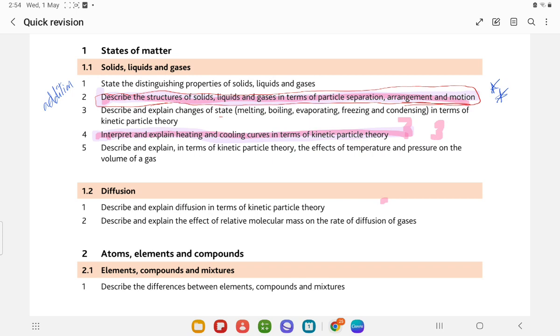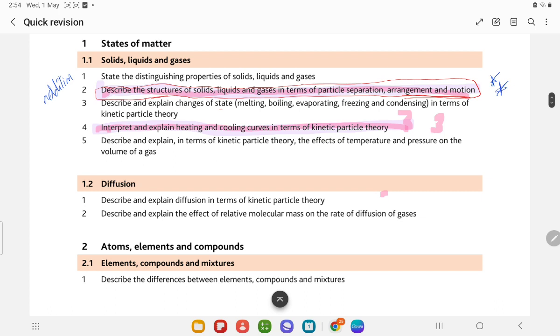Today in this video, I will discuss the syllabus content of Chemistry 5070, the topics which are added in the syllabus and the topics which are omitted, and how to describe them. State the distinguishing properties of solid, liquid and gas. This is very simple, but describe the structure of solid, liquid and gases in terms of particle separation.